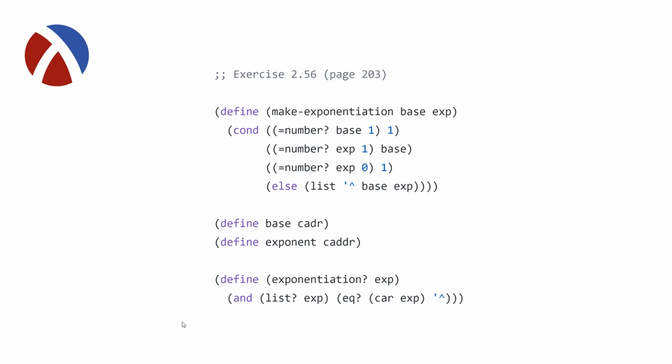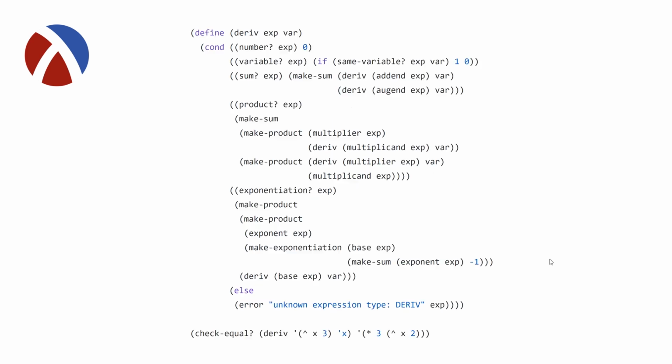And last but not least, we have our predicate function exponentiation?, which is checking to see whether the expression that we have matches the exponentiation expression that we would expect. And that's by checking that we have a list and that the first element of our list is this caret. So pretty straightforward if we're just following the pattern of what the book has given us so far. And once we have our predicate, selectors, and constructor, we can then very easily, so this looks complicated, but all we've done here is we've taken the book's example and then we've inserted our additional clause here for the exponentiation derivation.